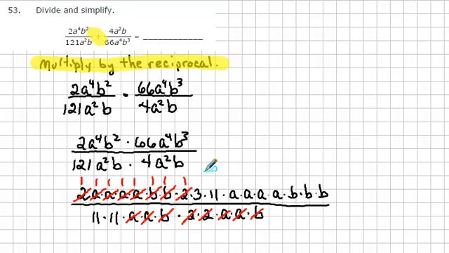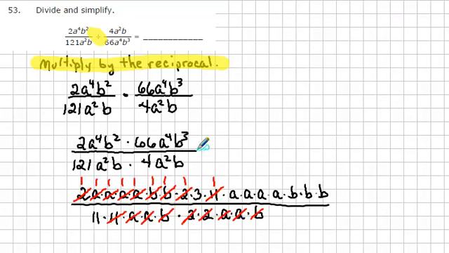We have a 3 on the top but not on the bottom, so the 3 has to stay on the top. The factor of 11, we have one 11 on the top and we have 1 on the bottom. Okay, we have a number of factors of a left on the top but no more on the bottom. We have some factors of b on the top but no more on the bottom.